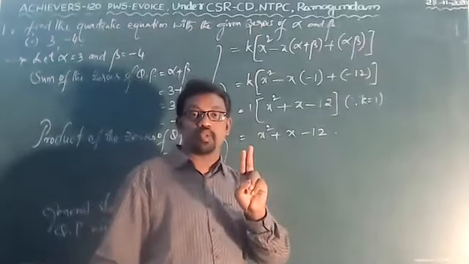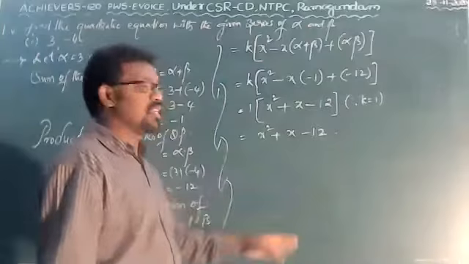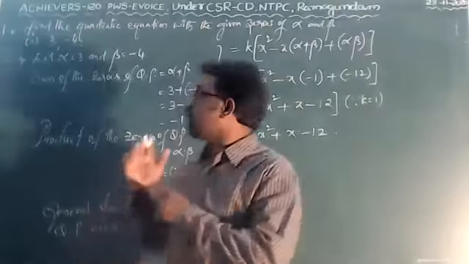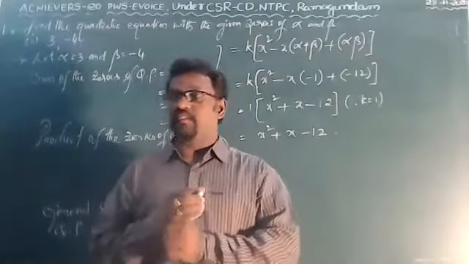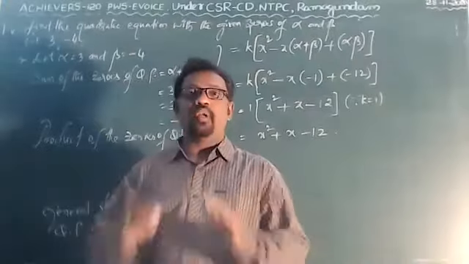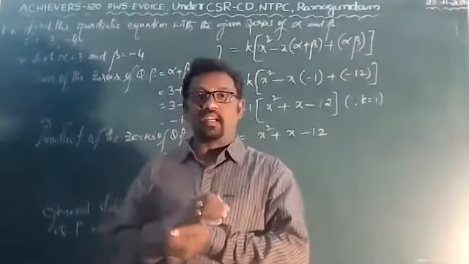Sometimes you will get a 2 mark question. This is a 2 mark question. And x square plus x minus 12 is the quadratic polynomial with the given zeros 3 and minus 4. Okay, children, we'll go with one more question of fractions, with a denominator.